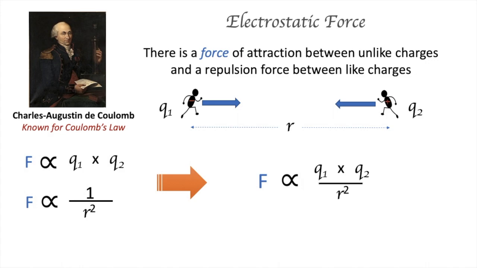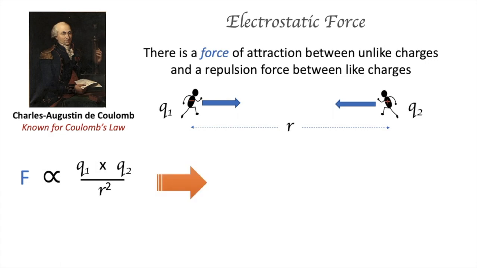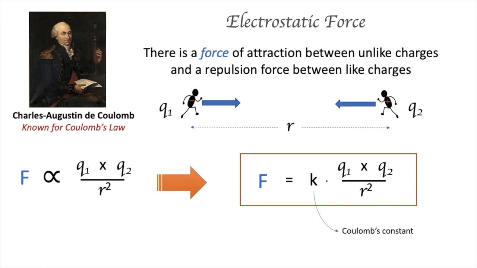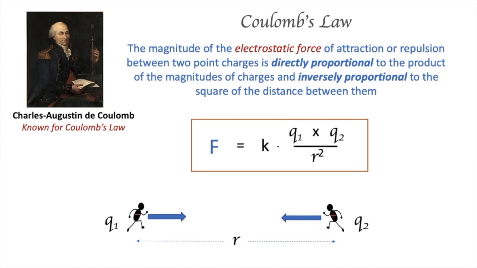Now we can convert this proportionality into an equation by bringing in a constant. So the force is equal to K, which is a constant of proportionality, times Q1 into Q2 over r squared. And K is known as Coulomb's constant. Now this equation constitutes Coulomb's law. Coulomb's law states that the force between the two charges is directly proportional to the product of the magnitude of the charges and inversely proportional to the square of the distance between the two charges.